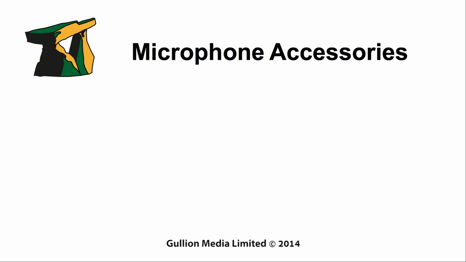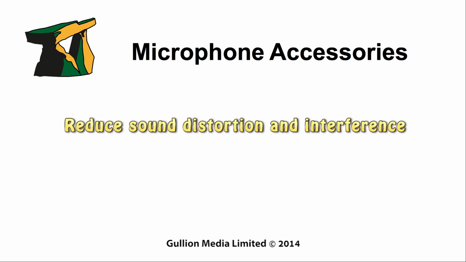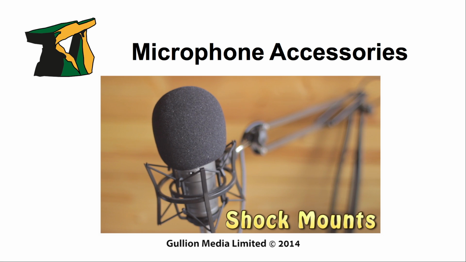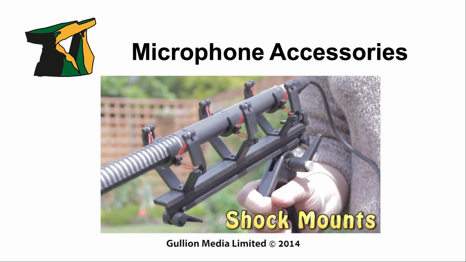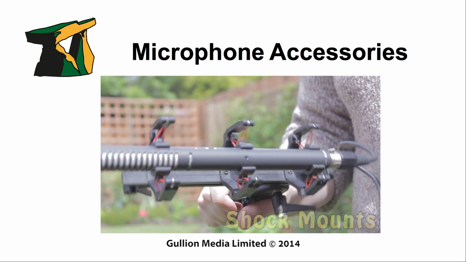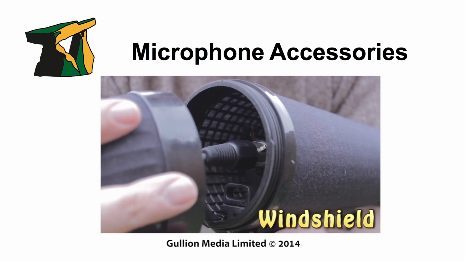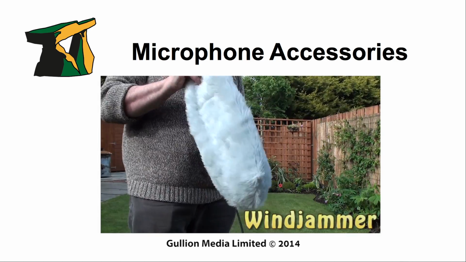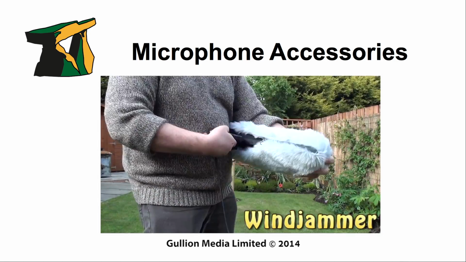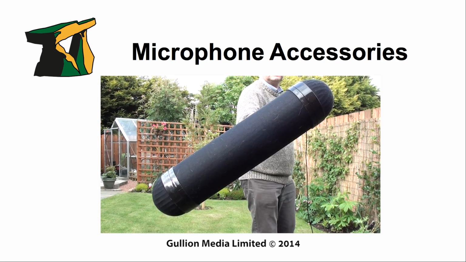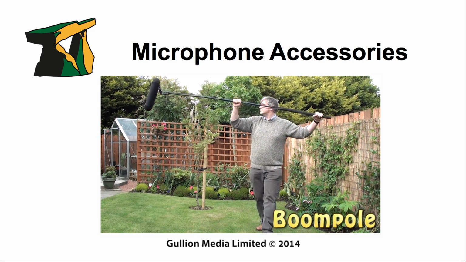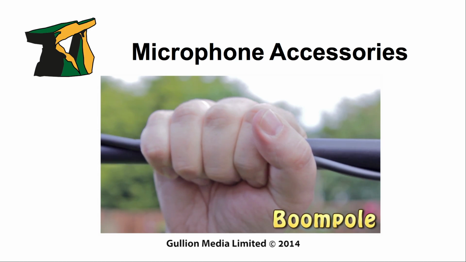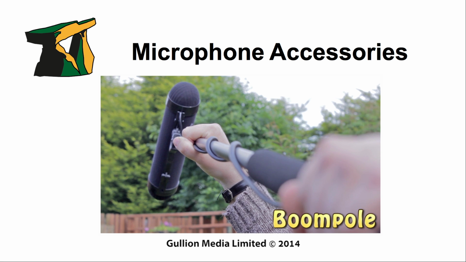Microphone accessories are used to help reduce sound distortion or interference that prevents clean audio being recorded. Shock mounts help reduce handling noise, which can cause vibration when the hand is in direct contact with the microphone or boom. The windshield helps reduce the speed of air movement across the microphone, which is called wind noise. The windjammer goes over the windshield and again helps to further reduce the wind noise. A boom pole allows the microphone to be moved in close to the position of the sound being recorded.